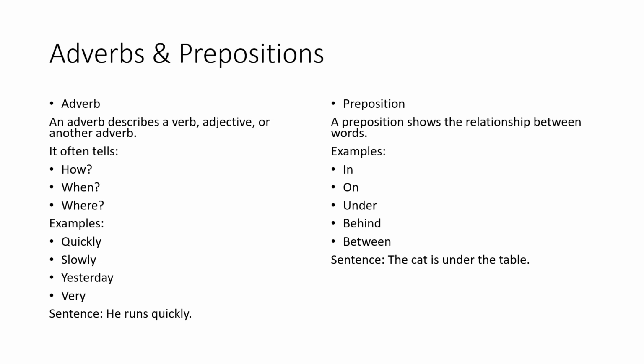Preposition. A preposition shows the relationship between words. In, on, under, behind, between. It describes oftentimes the position between an object or between words. For example, the cat is under the table. The pencil is on the table. The balloon floats above the ground.